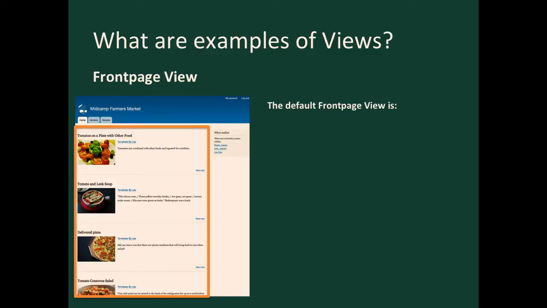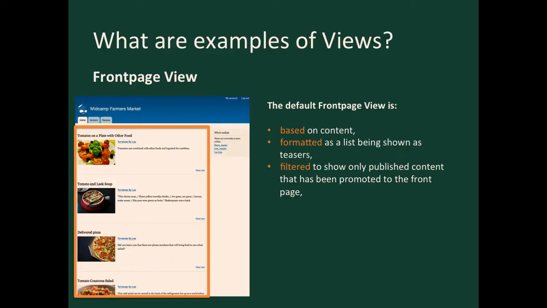So let's take a little closer look at what perhaps is entailed by each of these views. The front page view is primarily based on content, which means that the items being listed there are pieces of content as opposed to users or taxonomy terms or comments. It's formatted as a list being shown as teasers. And by teasers, I'm referring to the teaser display mode that comes with content items. It's filtered so that we're only seeing published content as well as content that's been promoted to the front page.